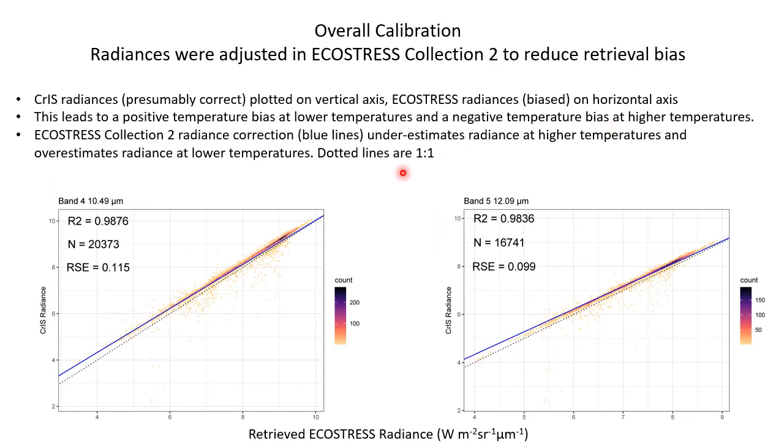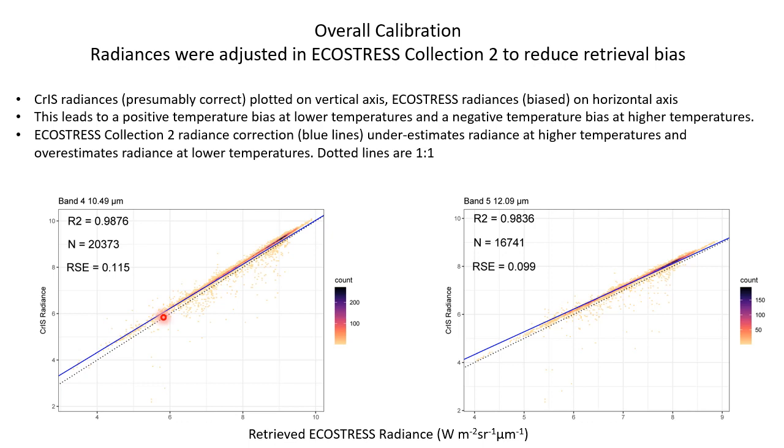So here is an example of the result. Here is the ECOSTRESS radiance on the horizontal axis and the radiance from the CrIS hyperspectral sounder on the vertical axis. The one-to-one line is a dotted line. Here's the 10.49 micron band. Here's the 12.09 micron band. And in both cases, the data from CrIS has higher radiances than the data from ECOSTRESS.